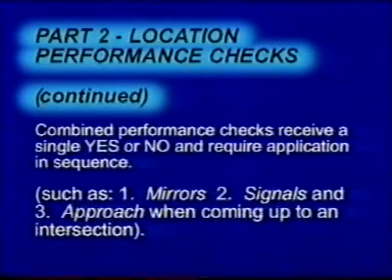Combined performance checks receive a single yes or no and require application in sequence, such as 1 mirrors, 2 signals, and 3 approach when coming up to an intersection.